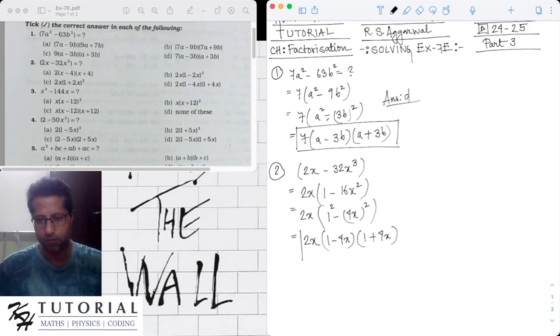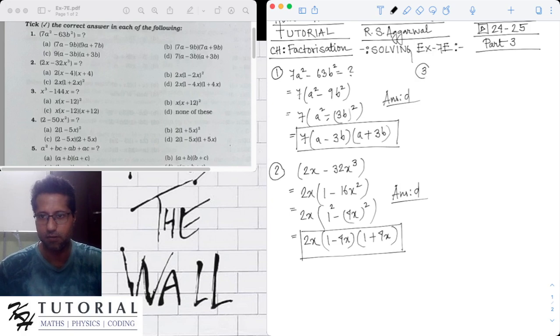So this is the factorization of the given polynomial. So the answer is D. Okay, let's do the third problem.